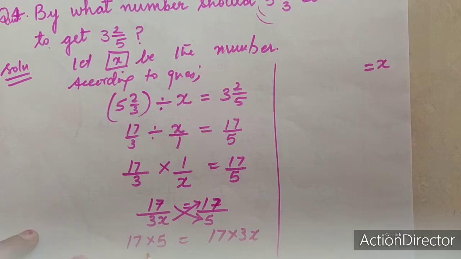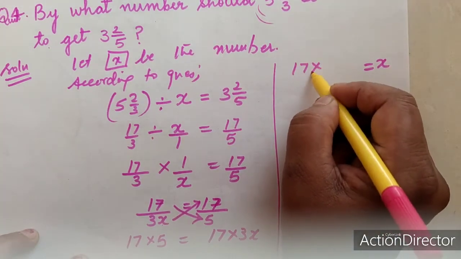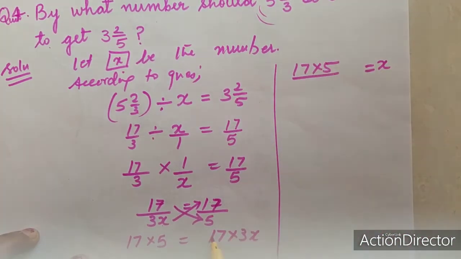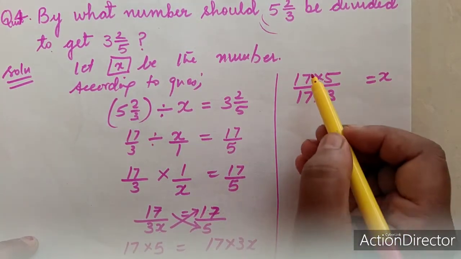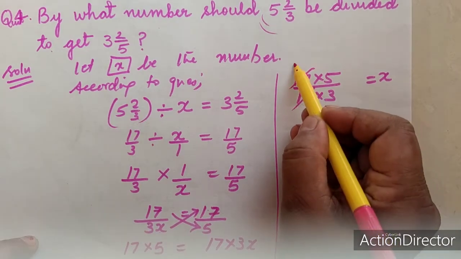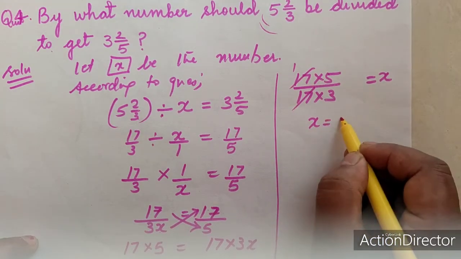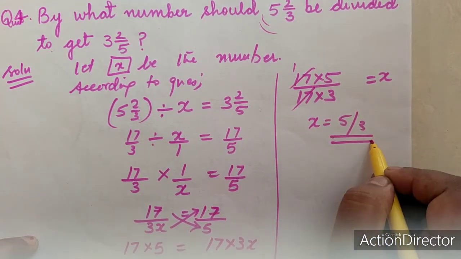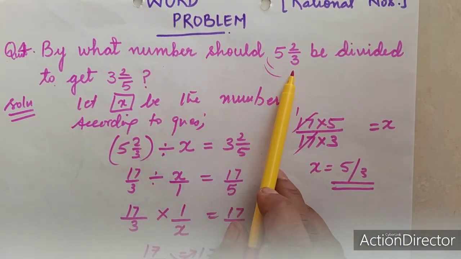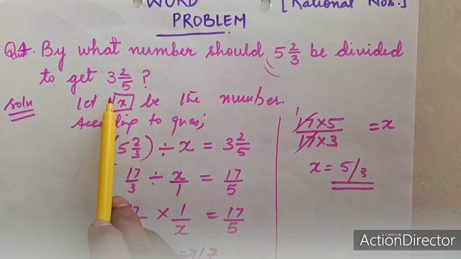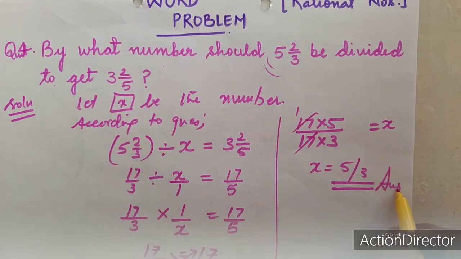you have to shift it to the other side, to the denominator. So this number is 17 into 5 as it is, and 17 and 3 you are going to write in the denominator. Now cancel these two numbers because they are the same. So the value of x will be 5 by 3. That means by this number you are multiplying 5 2 by 3 to get 3 2 by 5. So this is your final answer.